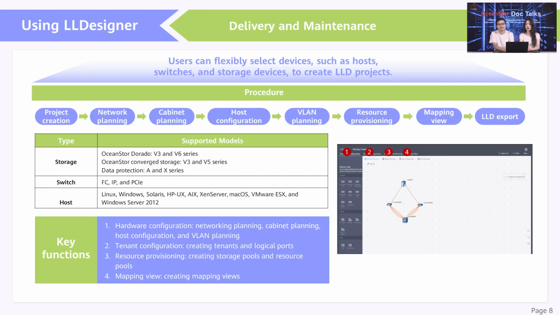Now I will show you how to use AL Designer. In this example, we use the customization method to create an LLD project. As you can see, the procedure includes 8 steps: project creation, network planning, cabinet planning, host configuration, VLAN planning, resource provisioning, mapping view, and LLD export.